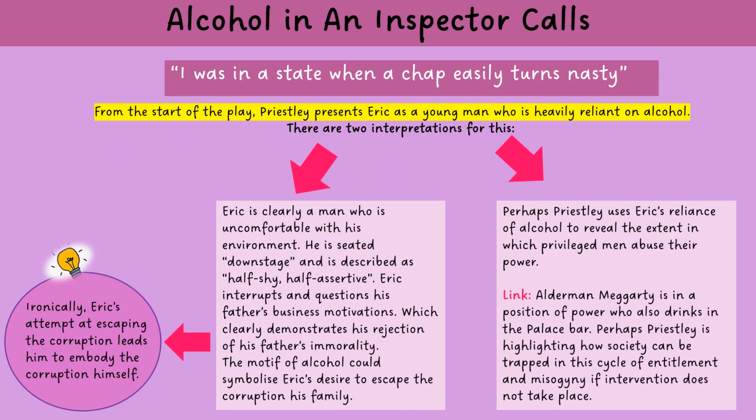And then we can't talk about the motif of alcohol in the play without exploring Eric's character. We know from the get-go, Sheila describes Eric as being squiffy. We see that Eric is hardly without a drink in any of the scenes that he's in. And we've also got the really crude description of how he treated Eva when he describes himself being in a state when a chap easily turns nasty. So we see that Priestley's presenting Eric as a young man who is heavily reliant on alcohol.